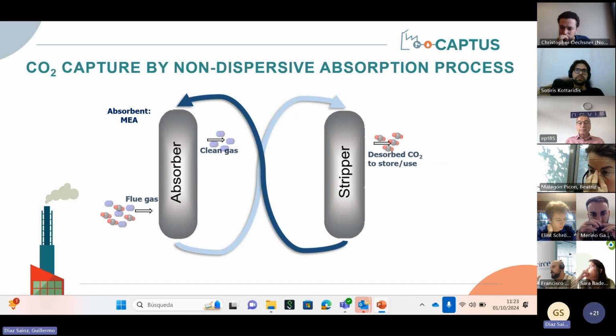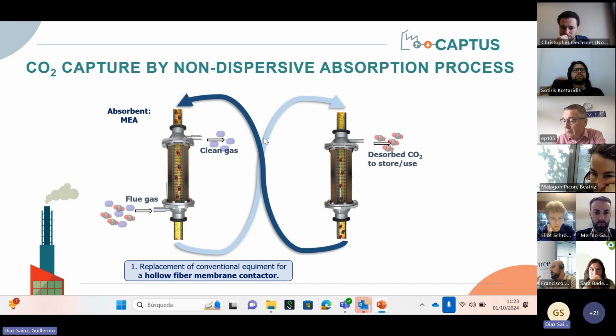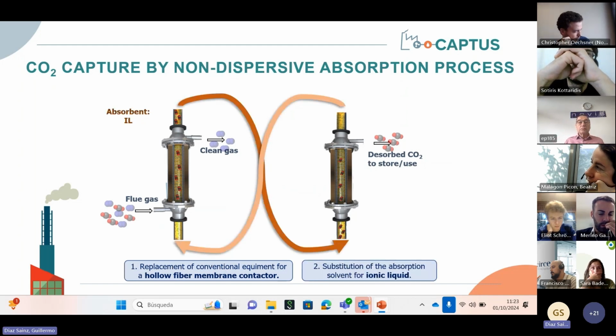However, this process has some disadvantages: the high energy consumption, the large size of the equipment, and solvent losses due to evaporation. For this reason, we developed an alternative, which is the non-dispersive absorption process. This process proposes enhancing the conventional method, and we focus on two points. First of all, we replace the conventional equipment with hollow fiber membrane contactors, and the second point is to change the monoethanolamine, the typical absorbent, with ionic liquids to avoid solvent losses.